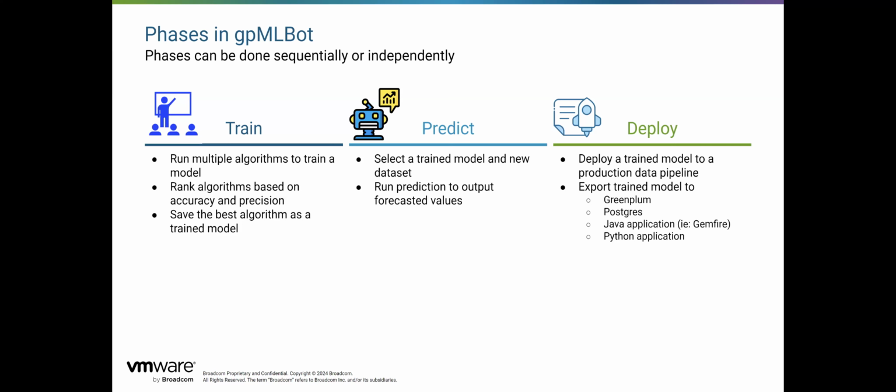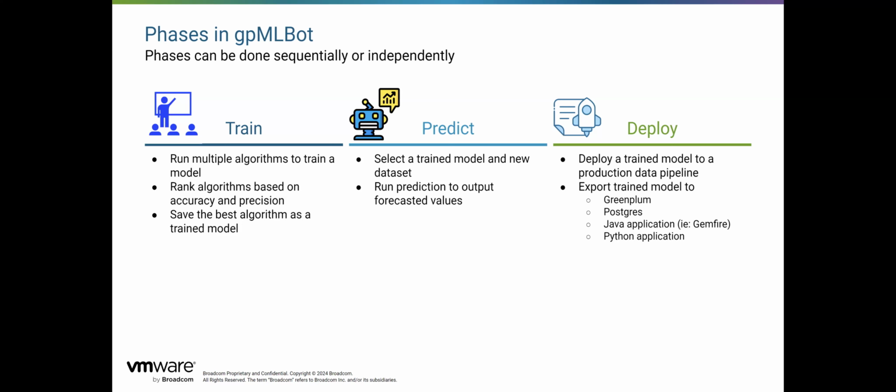Imagine you have this data lake, Greenplum, which has all of this data, which you can train and predict on, and then deploy it on Gemfire, which can detect credit card fraud at runtime. So those are the examples we want to deploy against. So this is GPML bot.